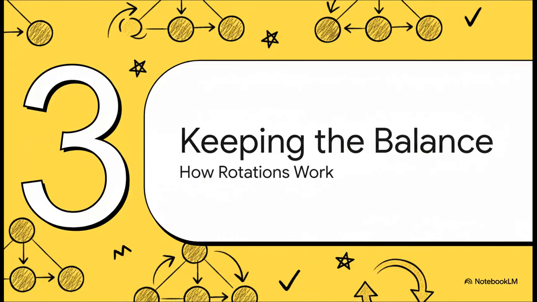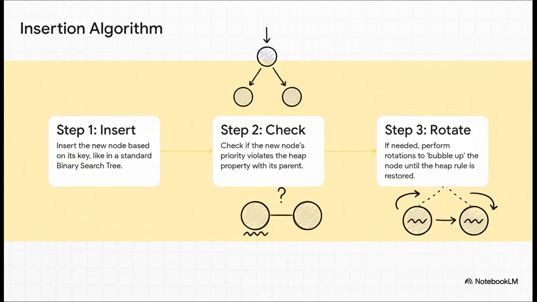Right, but what happens when we want to insert or delete a node? I mean, that could easily break the heap property, right? Well, the Treap's secret weapon for fixing this is a surprisingly simple operation, the tree rotation. The insertion process is actually incredibly intuitive. Here's how it goes. First, in step 1, you just pretend the priorities don't exist.